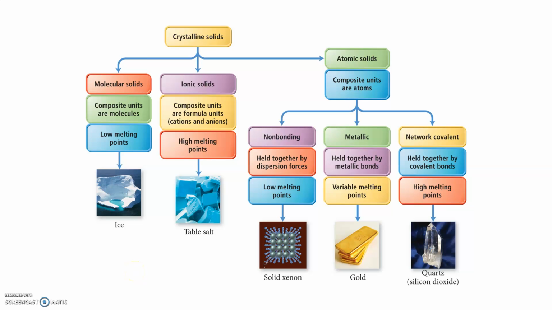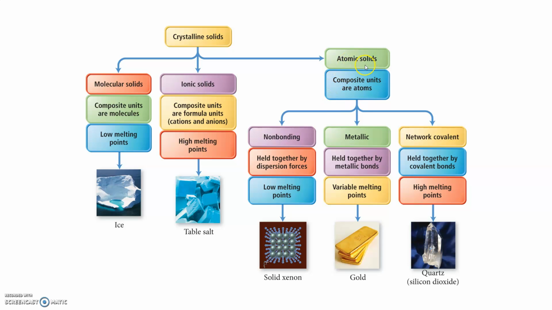Crystalline solids can be divided into molecular solids, ionic solids, and atomic solids. The molecular solids are made of molecules and they have low melting points. Example, ice. Ionic solids are made of cations and anions. The melting points are very high. An example is table salt.